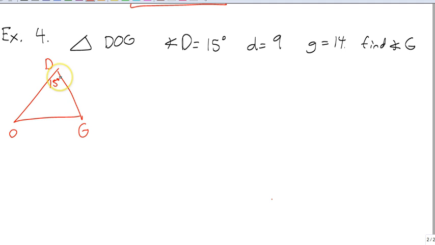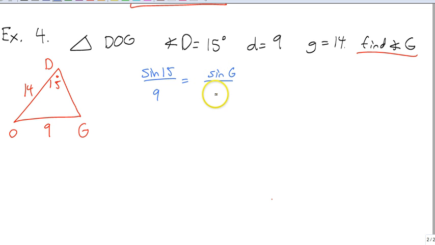15 degrees there for D. Little d is 9. G is 14. And here we go again. We got side-side angle. We can't have that. Or we can have that. It's just we have to maybe have two triangles. So the first thing I have to solve for, and the only thing I have to solve for, is G, which is good because, again, the question is just saying find G. So that means I won't have to do as much work right now. My law of sines setup: sine of 15 degrees all over 9 is equal to the sine of G all over 14. You cross multiply and solve, and you get angle G is equal to 23.74.